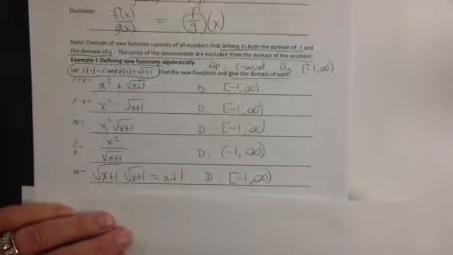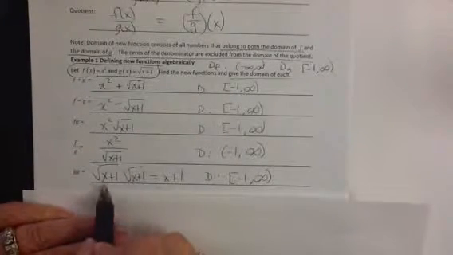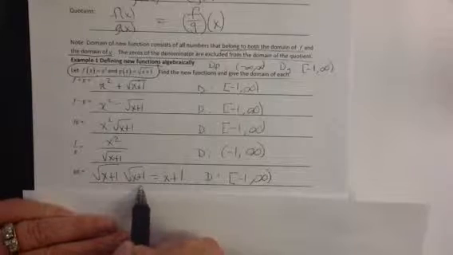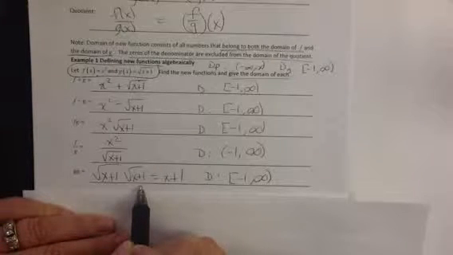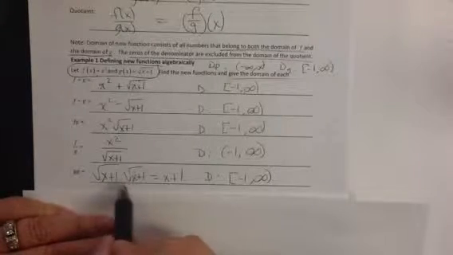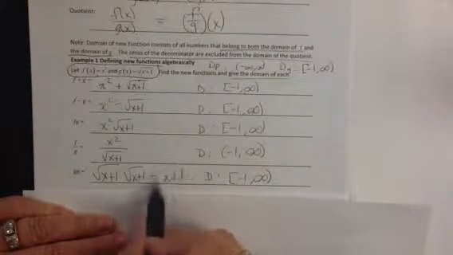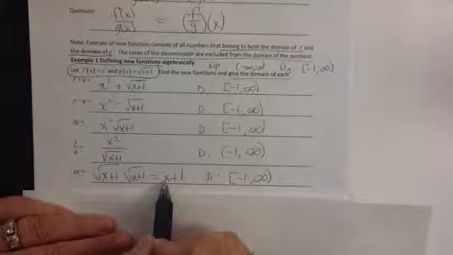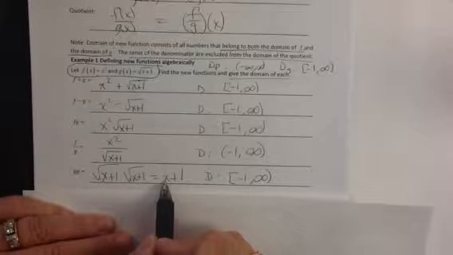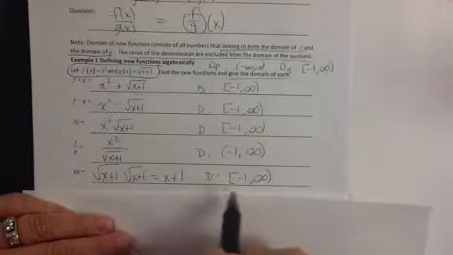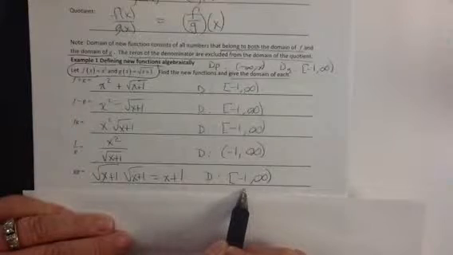This one's a little different. We're going to take square root of x plus 1 times the square root of x plus 1, g times g, and anytime you multiply two square roots together, you get the same thing. Now when I look here, it would tell me I've got to have all reals. But no, I didn't have all reals to begin with. All I had was negative 1 to infinity.